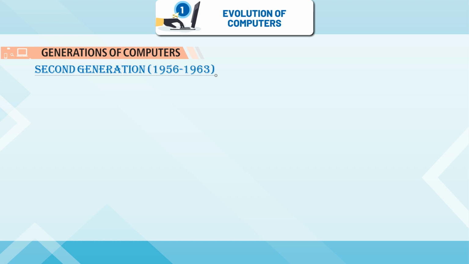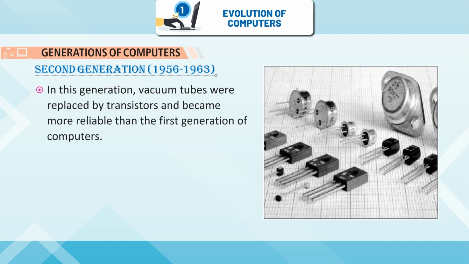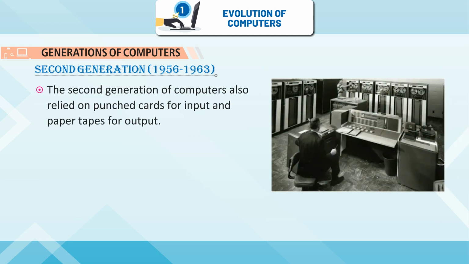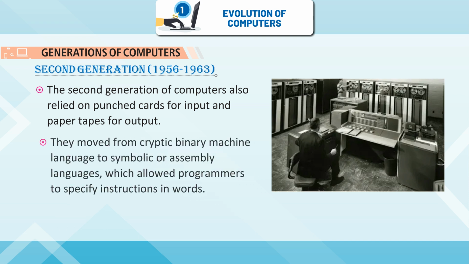Second generation, 1956 to 1963. In this generation, vacuum tubes were replaced by transistors and became more reliable than the first generation of computers. The second generation of computers also relied on punched cards for input and paper tapes for output.